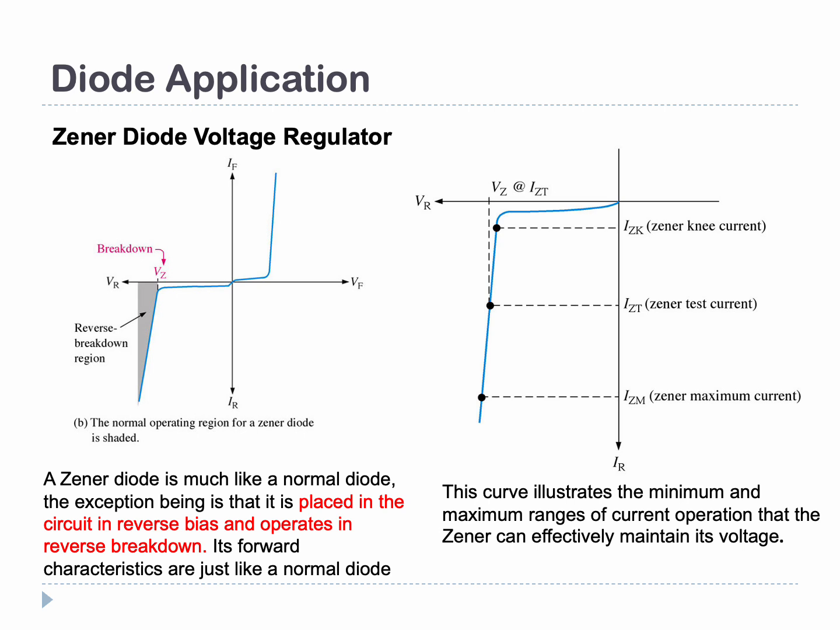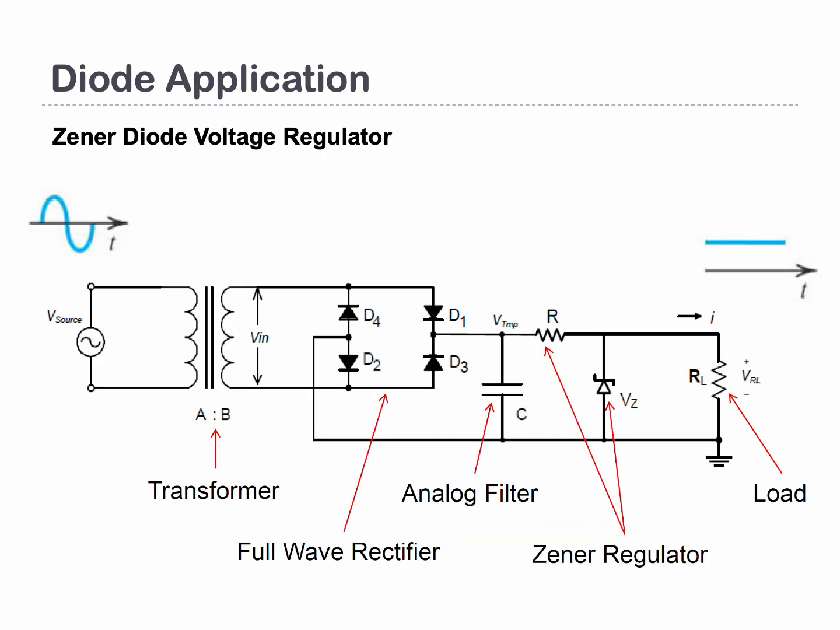These are the characteristics of the Zener diode voltage regulator, where IZK is the Zener knee current, IZT is the Zener test current, and IZM is the Zener maximum current. If it works at more than this value of the Zener maximum current, your Zener will break down. In the components of a circuit, this is what your circuit will look like, where you have a transformer.